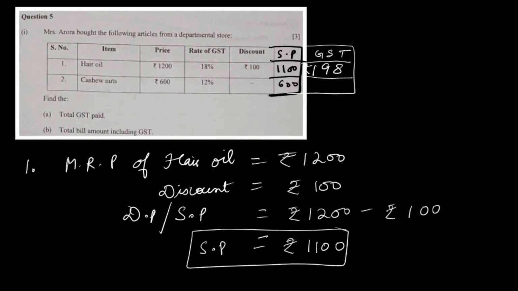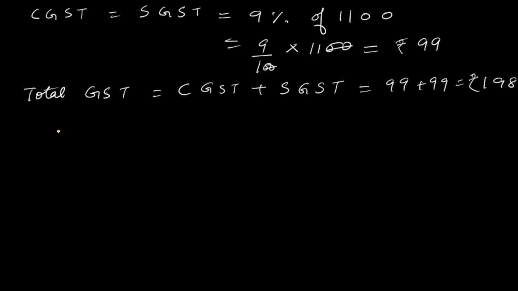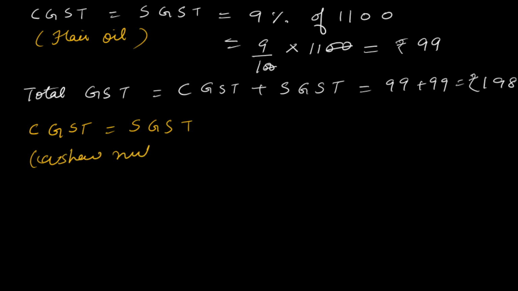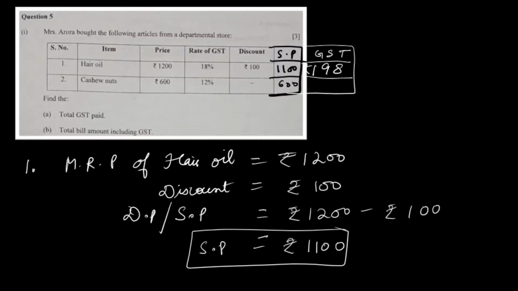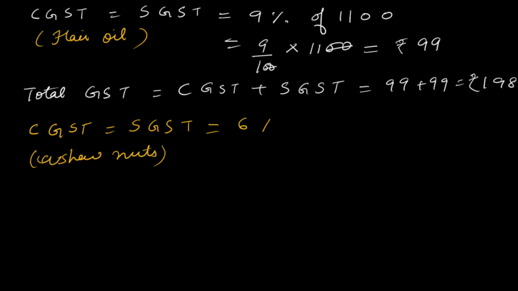Now for the second, cashew nuts, we can find. It is 12%. Selling price is 600. Again we can write CGST is equal to SGST. First one was for hair oil, you can mention that also. Second one now we are finding for cashew nuts. This is 6% because 12% is given to us, so we have to take half of it. So 6% of 600. 6 by 100 into 600. Two zeros we can cancel. 6 into 6 is 36.